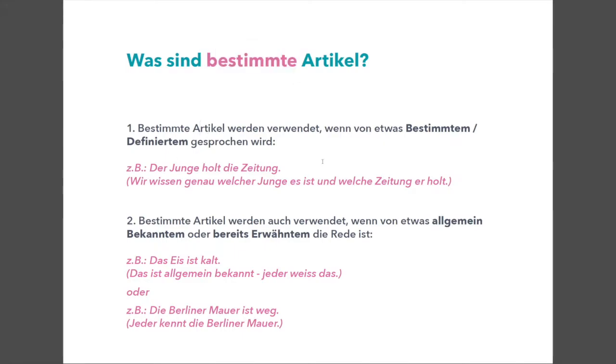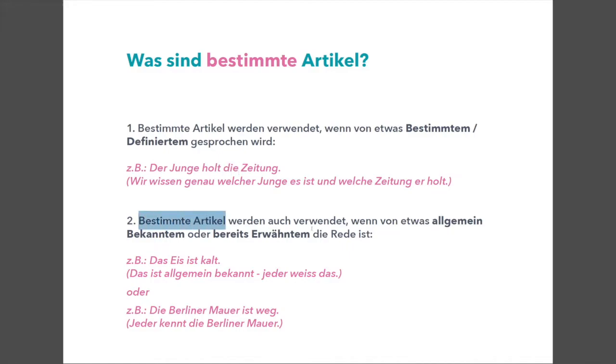If I take this example, der Junge holt die Zeitung, which means basically the boy gets the newspaper. Now in this case, using the defined article, der Junge und die Zeitung, we know exactly which boy we are talking about and which newspaper we are talking about. This is why we use the defined articles here.